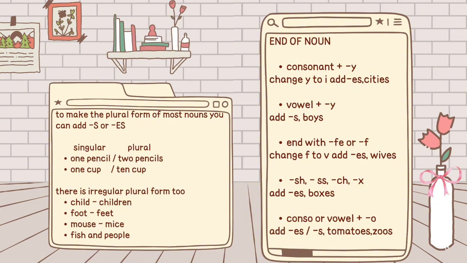To make the plural form of most nouns, you can add final s or final es. For the rules: consonant plus final y, change the y to i and add final es. For vowel plus y, add final s. For nouns ending with f or fe, change the f to v. For final s, sh, ch or x, just add final es. For consonant or vowel plus final o, add final es or final s.